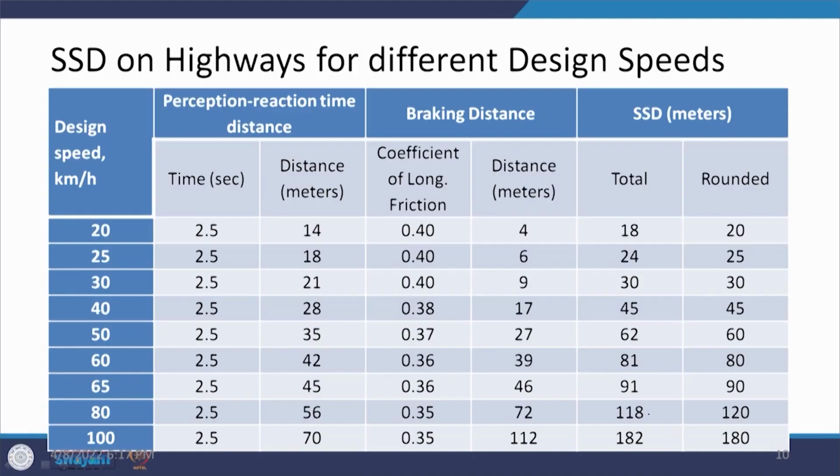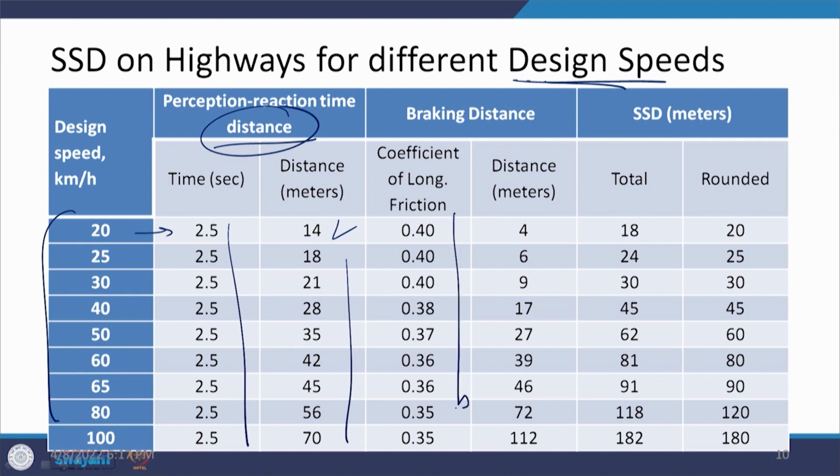Here what you can see is that for the given design speeds changing from 20 kilometers per hour to 100 kilometers per hour, first of all the perception reaction time is given, and for this time the distance has been calculated. You can see that the time is constant unless under experimental conditions we have found that they are different. By way of simple multiplication of small v into t, where the small v is in meters per second, we are getting these distances.